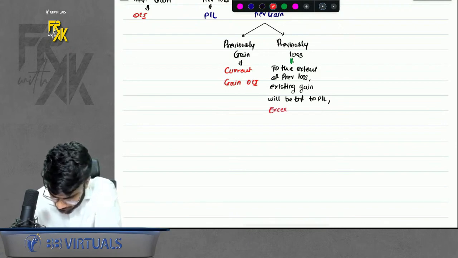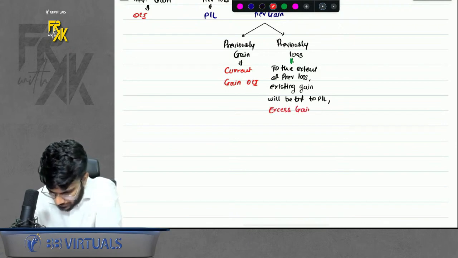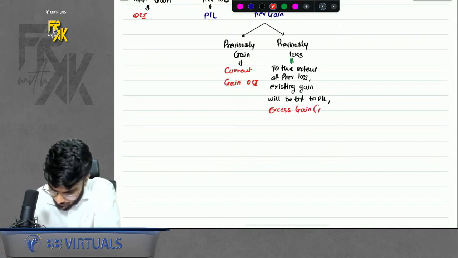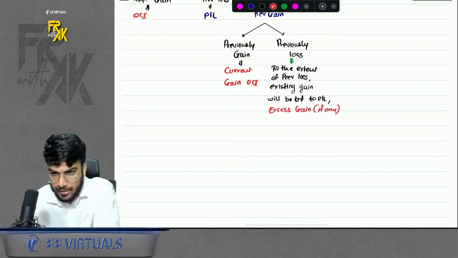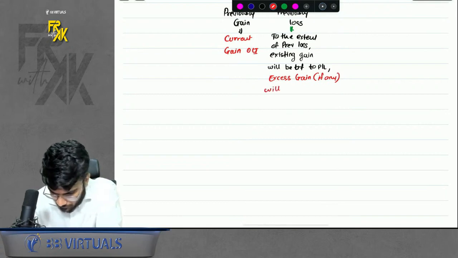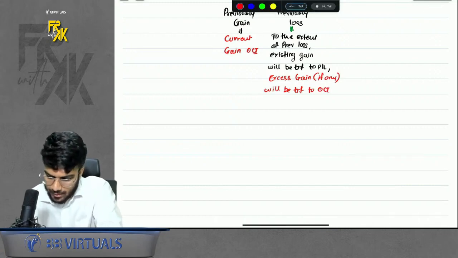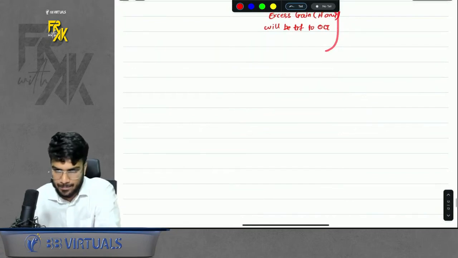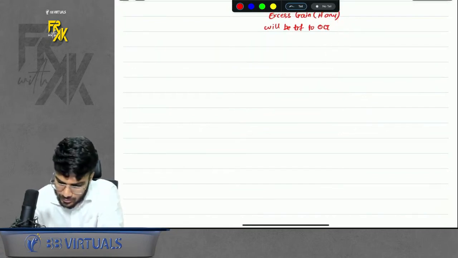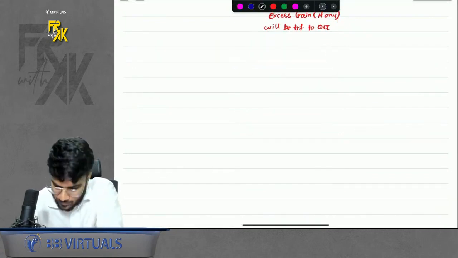We will say excess gain, if any, will be transferred to OCI. Now let us try to understand this with the help of a few examples that will give you some clarity over this. Okay, let's write some examples down.